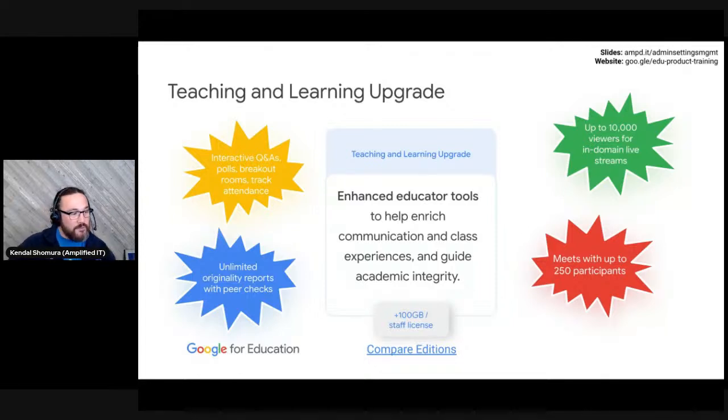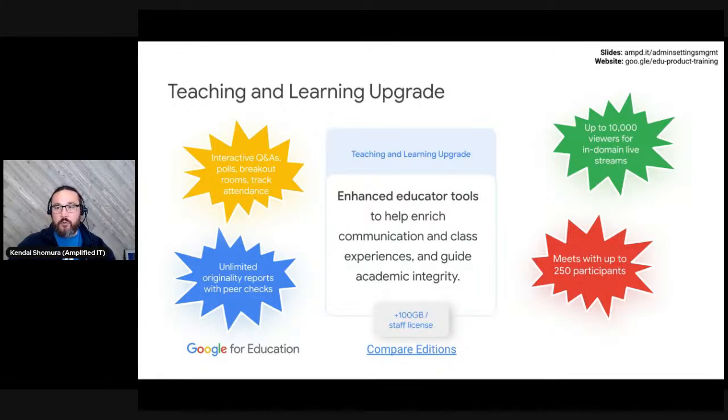They're not going to be doing live streams in the domain. They're not going to be running originality reports on themselves, or they can already. They're maybe not going to be creating Meets and breakout rooms, things like that. So you're only paying for the licenses that are going to use it.